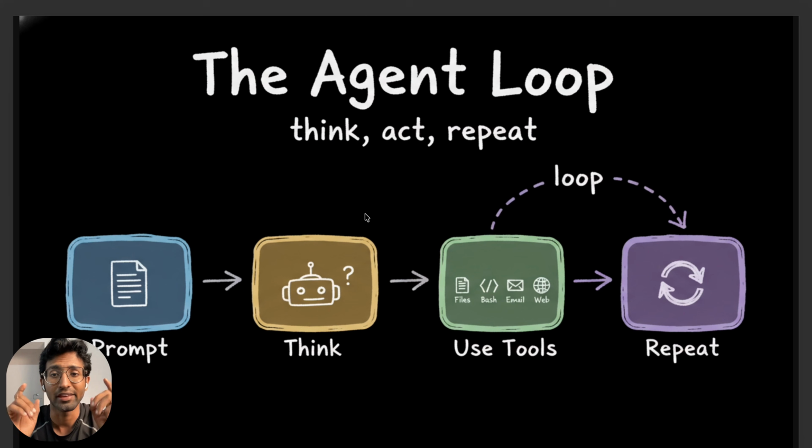Now here comes the agent loop part. How is it different from the scheduled task? Think, act, repeat. And this is somewhat very close to what happened in our first prompt, the cron create part.